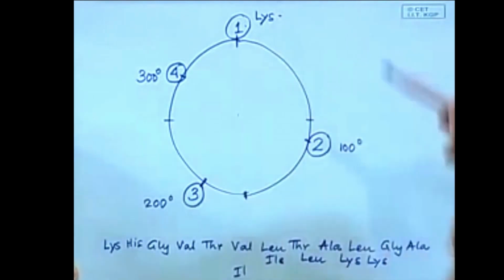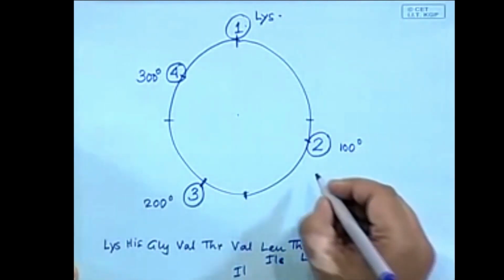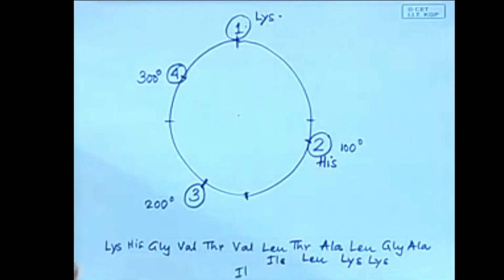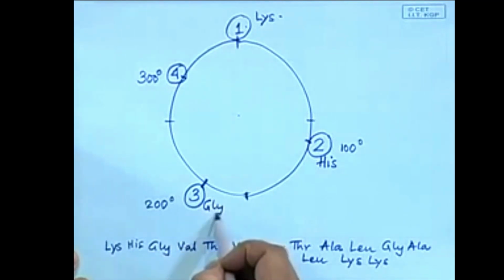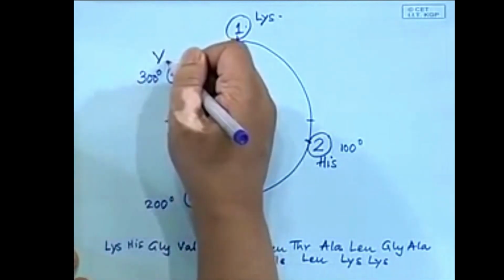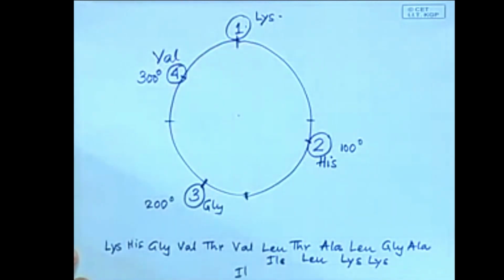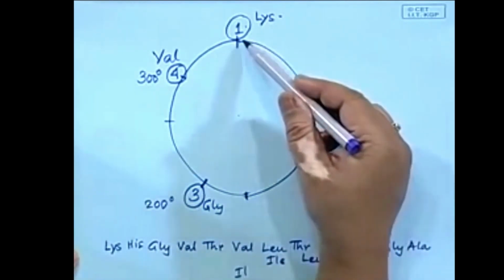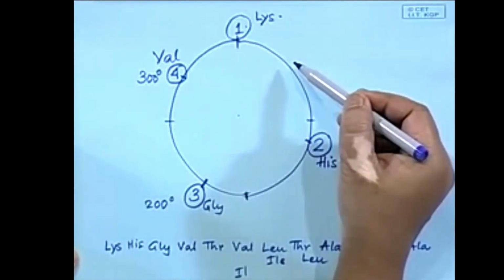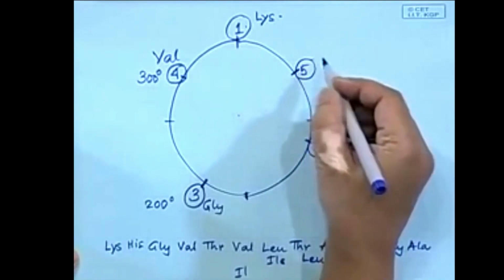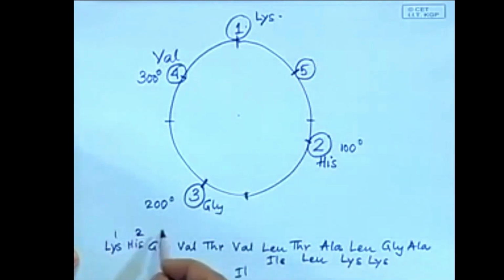Now, where is residue number 1 going to be? It's going to be up here. Residue number 2 is histidine. So this will be histidine. Residue number 3 is glycine. So this is going to be glycine. Right? Residue number 4, valine. Residue number 5 is going to be where? It's going to be at 400, which is basically 40 degrees after this. So somewhere here. So this is going to be residue number 5, which is 1, 2, 3, 4, 5. So threonine.